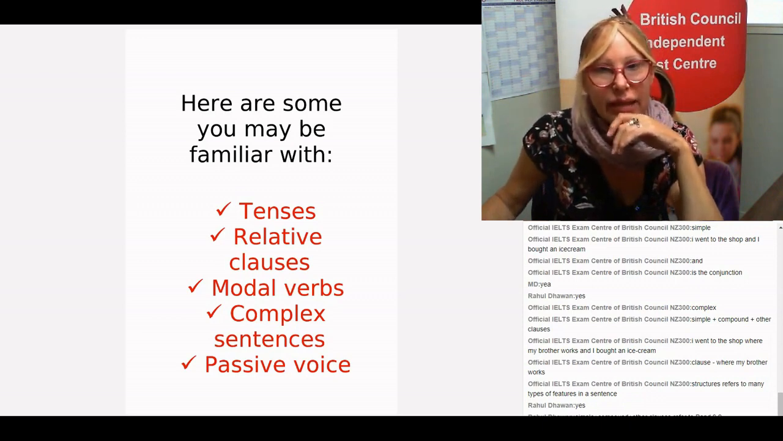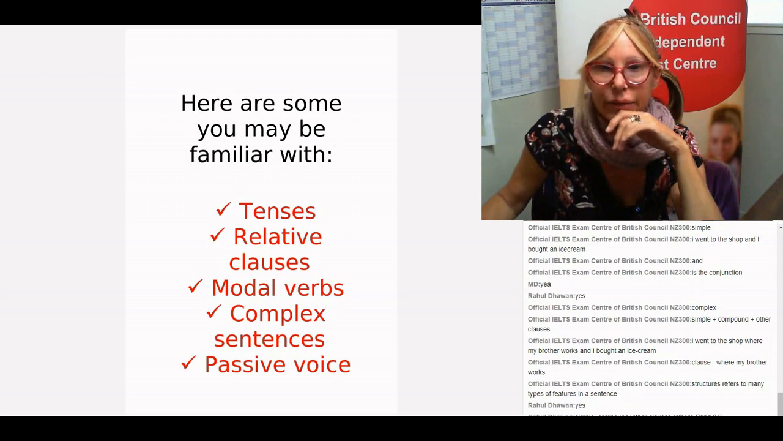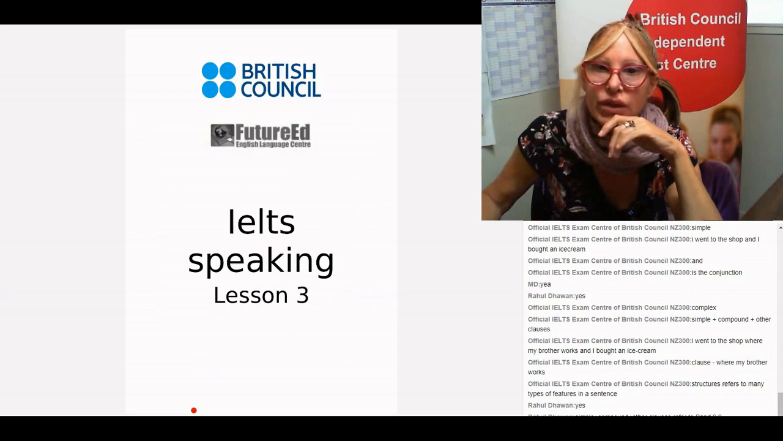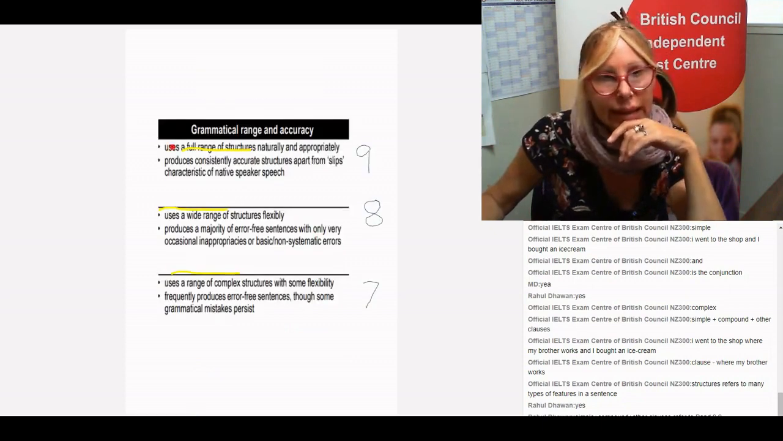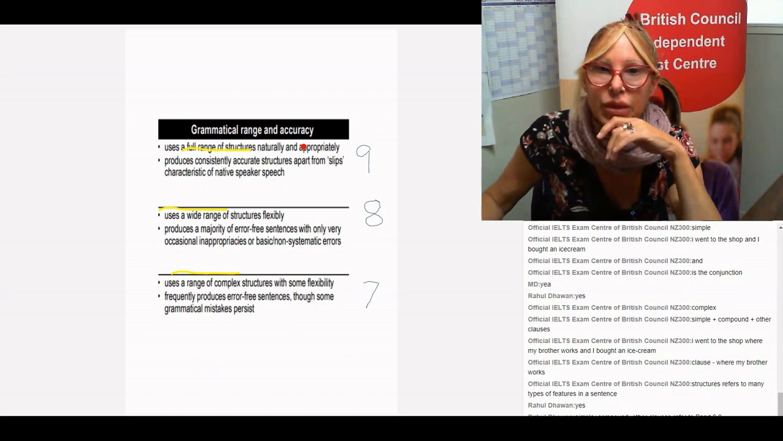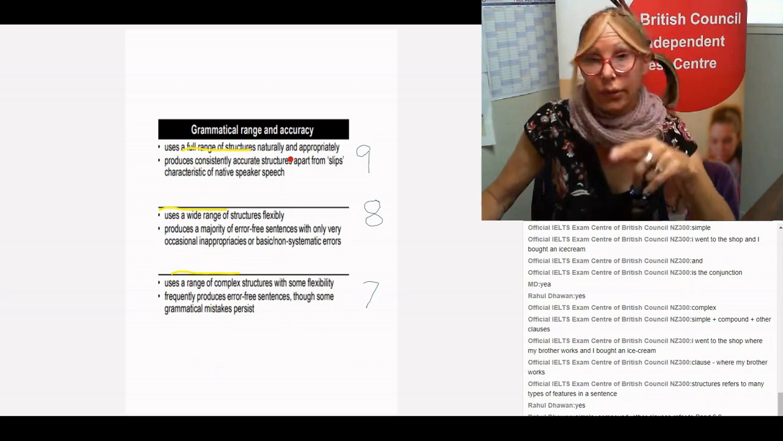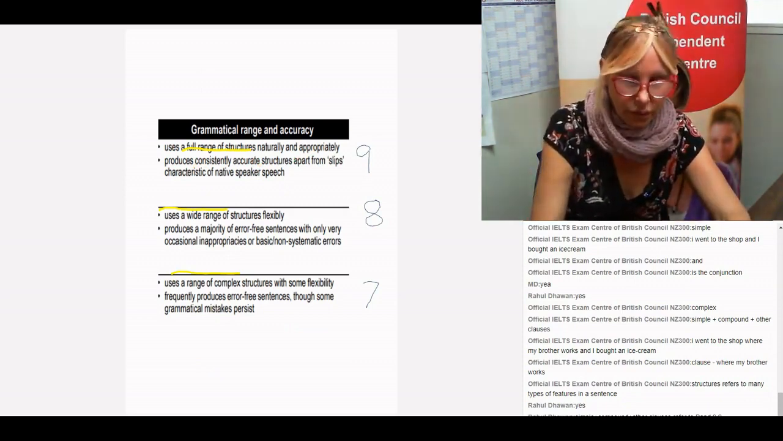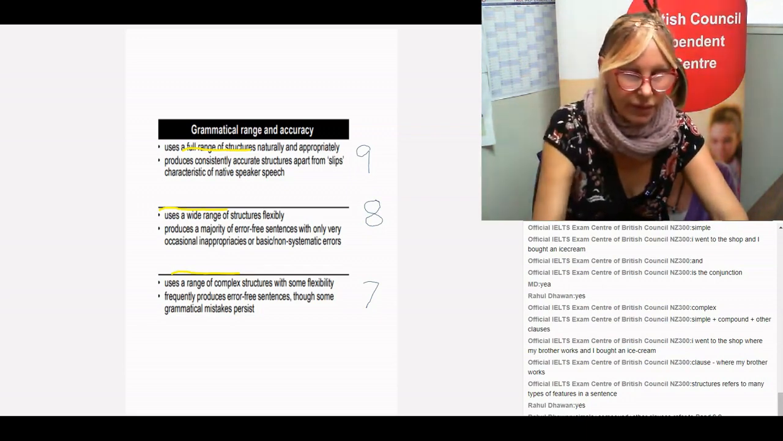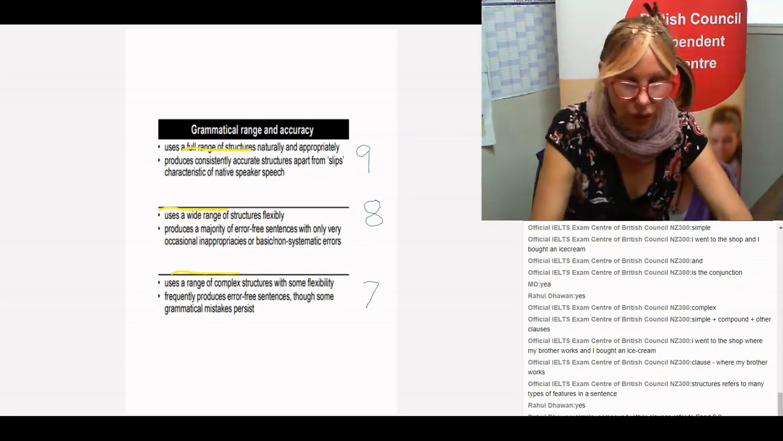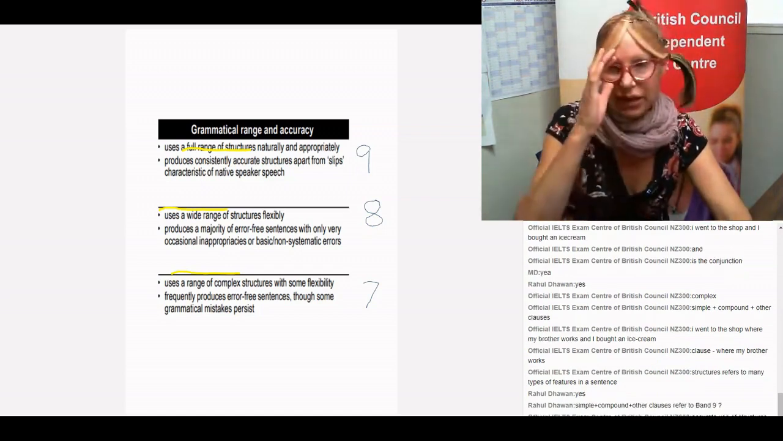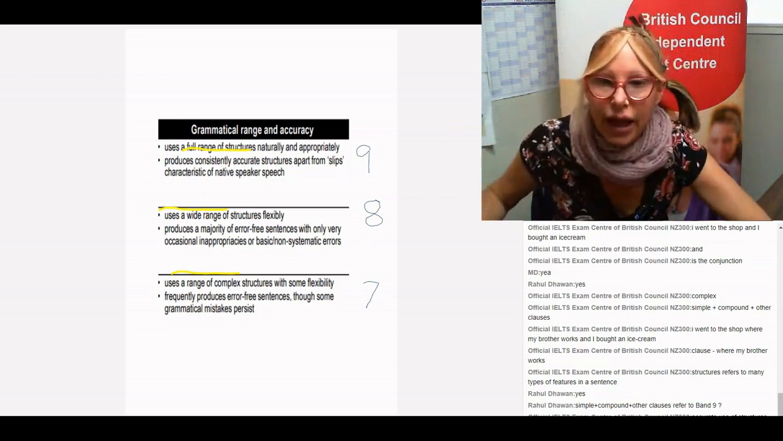So regarding band 9 grammar, let's go back to band 9 grammar. So band 9 grammar is full range of structures naturally and appropriately, and produces consistently accurate structures apart from slips. Okay, so when we're talking about a band 9, we're talking about accurate use of structures. And we're also talking about a full range of structures. So that means all of the things that I have listed here.